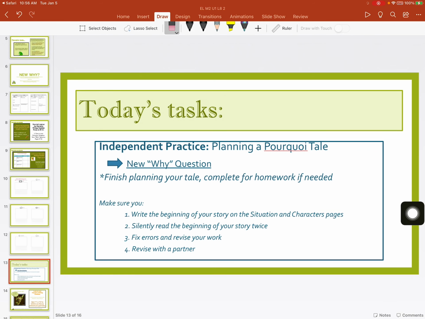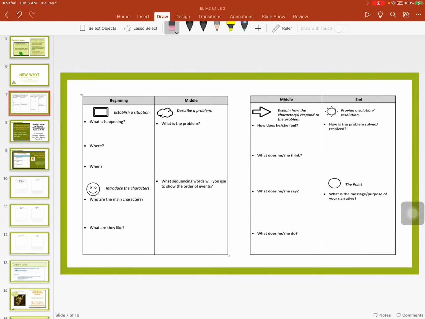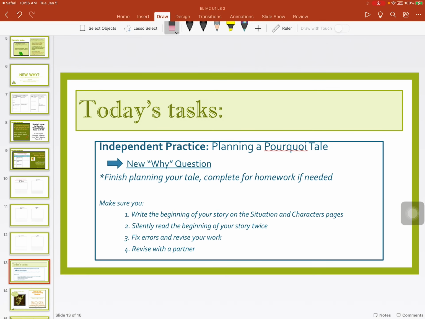So today's task, independent practice, planning a Pourquoi tale. New why question, finish planning your tale, complete for homework if needed. If you have not finished this part, make sure you get this done and complete that part for homework. Make sure you write the beginning of your story on the situation and character pages. So these two pages. You're only looking at those two pages. Silently reread the beginning of your story twice. Fix errors and revise your work, and revise with the partner. If you were not in class today, find a grown-up or maybe a sibling that can help you revise your work.